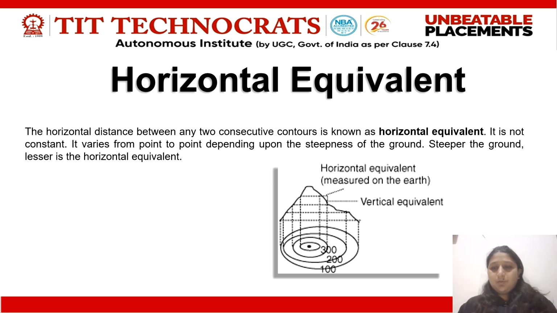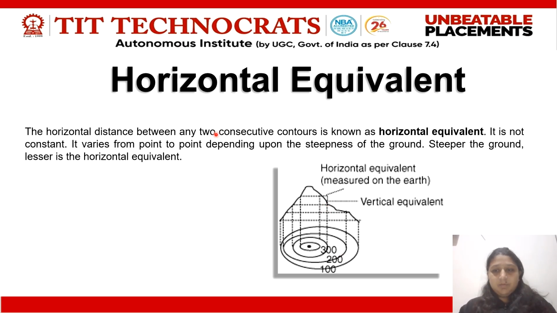Now, our next definition which we need to know before moving further in contours is the horizontal equivalent. The horizontal distance between any two consecutive contours is known as the horizontal equivalent. In the previous definition, we saw vertical. Now here it is horizontal, on the Earth's surface, not about height. Contour interval is related to the height of two points. Horizontal means the horizontal distance on the Earth's surface between two points. See here, this point and this point. So this one is the horizontal equivalent.